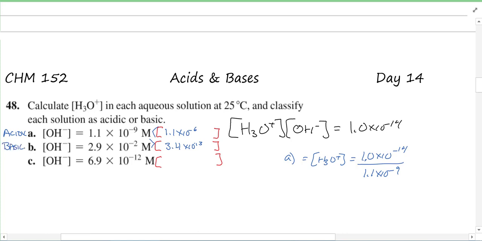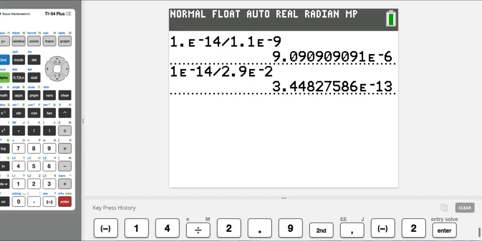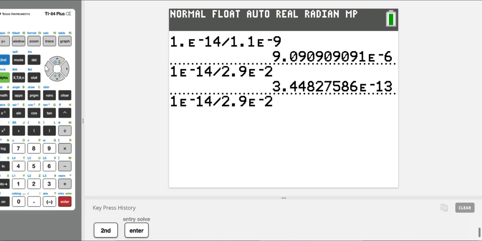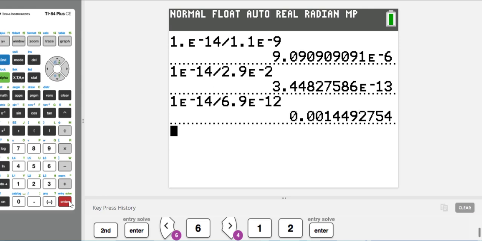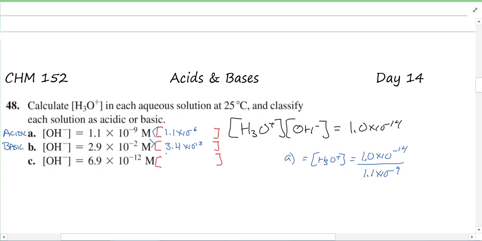And C, 6.9 times 10 to the negative 12th. I get 1.4 times 10 to the negative 3. So that will also be acidic. There's how you do 48.